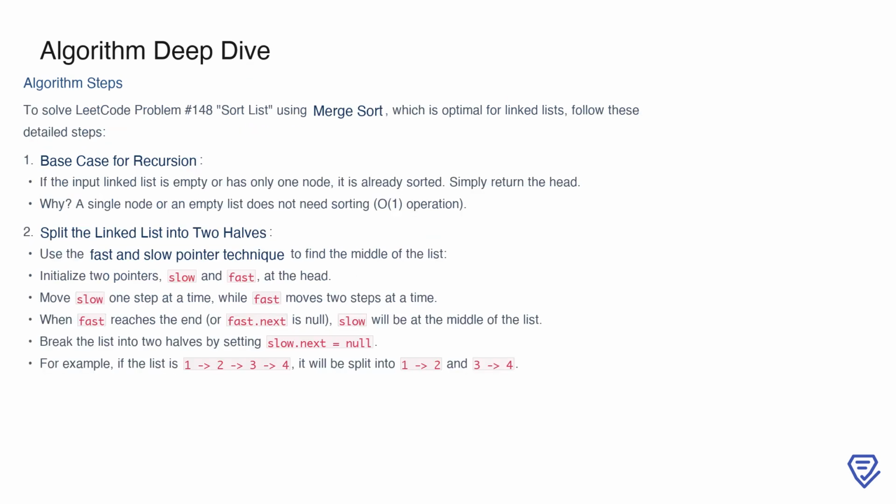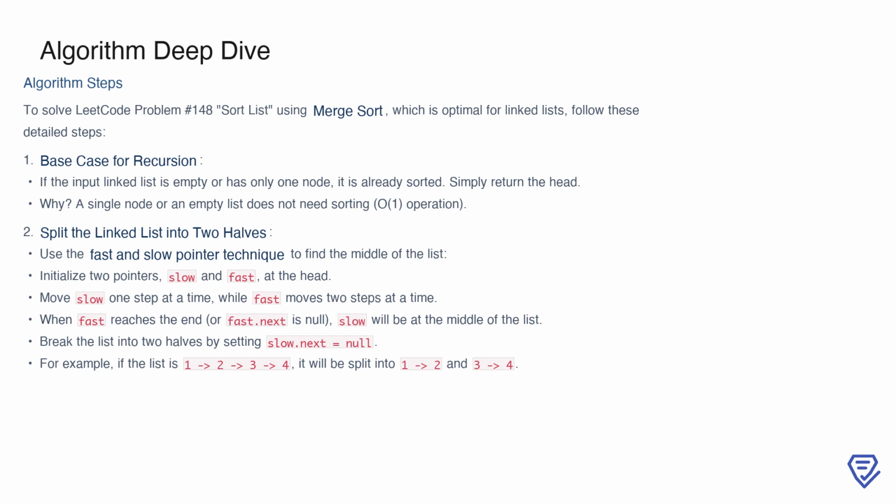To solve the problem of sorting a linked list efficiently, we use the merge sort algorithm, which is particularly well suited for this data structure. The first step is to handle the base case for recursion. If the input linked list is empty or consists of just one node, it is already sorted. This is because a single node or an empty list doesn't require any further sorting, and we can simply return the head node.